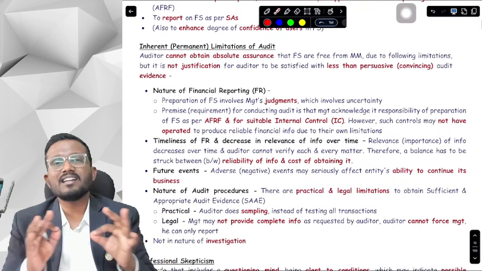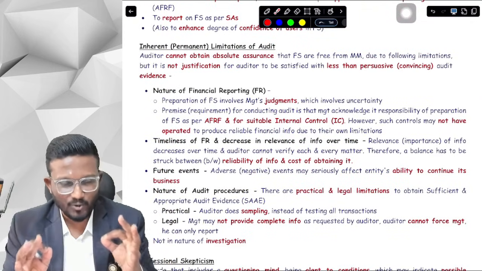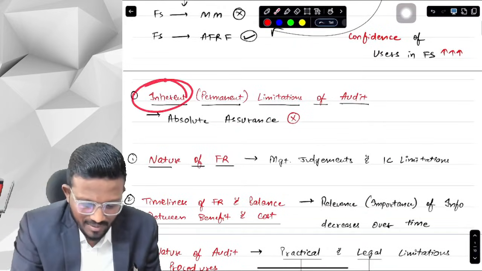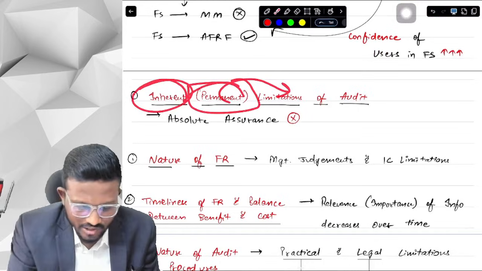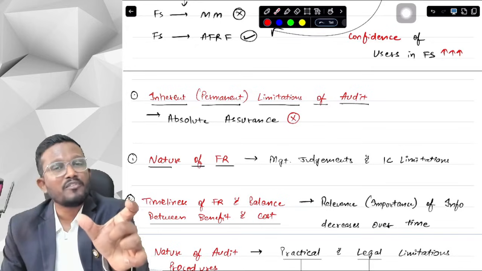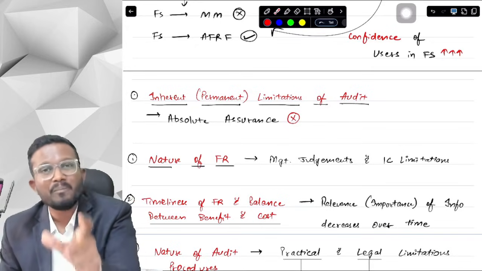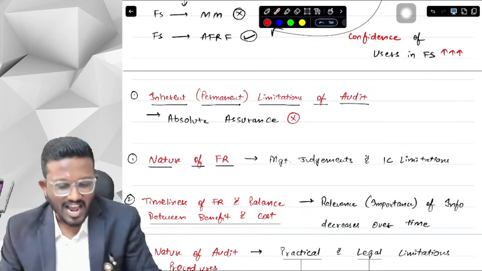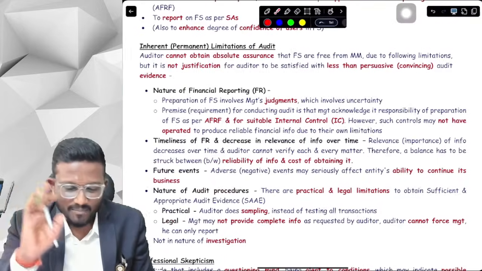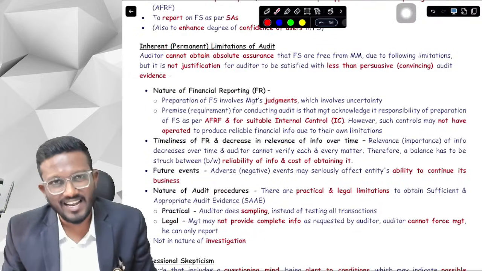Okay, now this is an important topic as per SA 200, that is the inherent limitations of audit. Inherent means what? Permanent limitations on audit. I already told you all the jargon, all the difficult words of English. Wherever there is a difficult English word, we will use a similar easier English word for that particular word. Suppose inherent means permanent, and we have already mentioned all those similar meaning words in brackets in your concept book only.